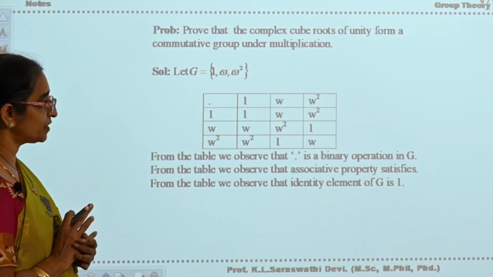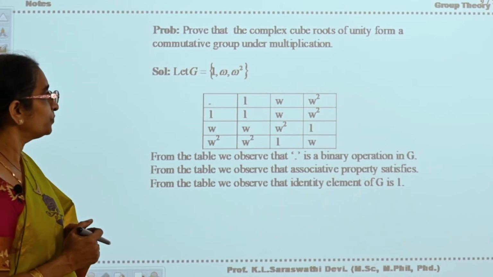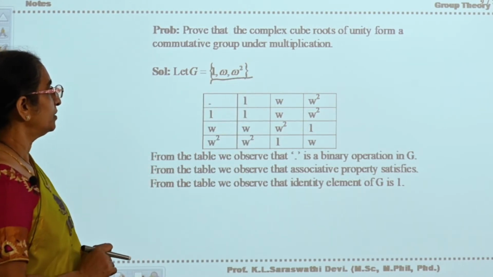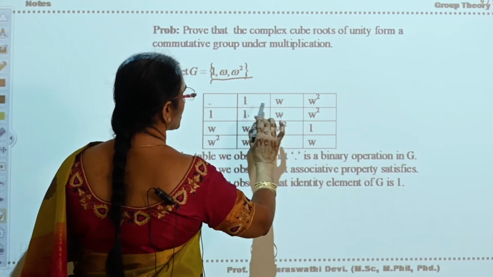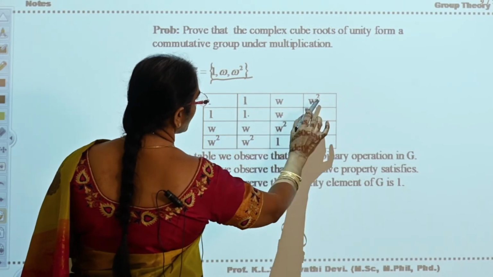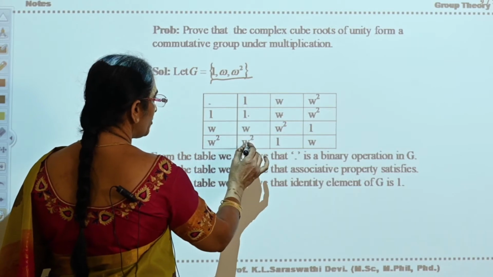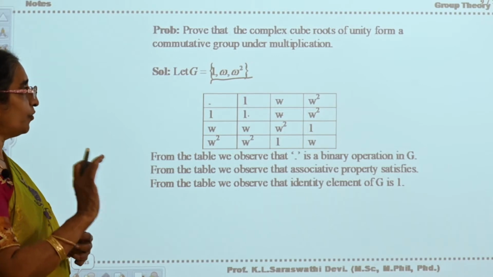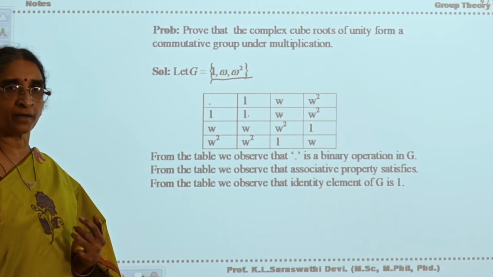From the table we observe the identity element. How to find out the identity element? Now see here, if you take 1, omega, omega square, now if you see the first row, 1, omega, omega square, this is similar to the top row, the head row. Similarly, this column, 1, omega, omega square, is similar to this. Now, suppose this 1 is the multiplicative identity, we got an idea in our mind.